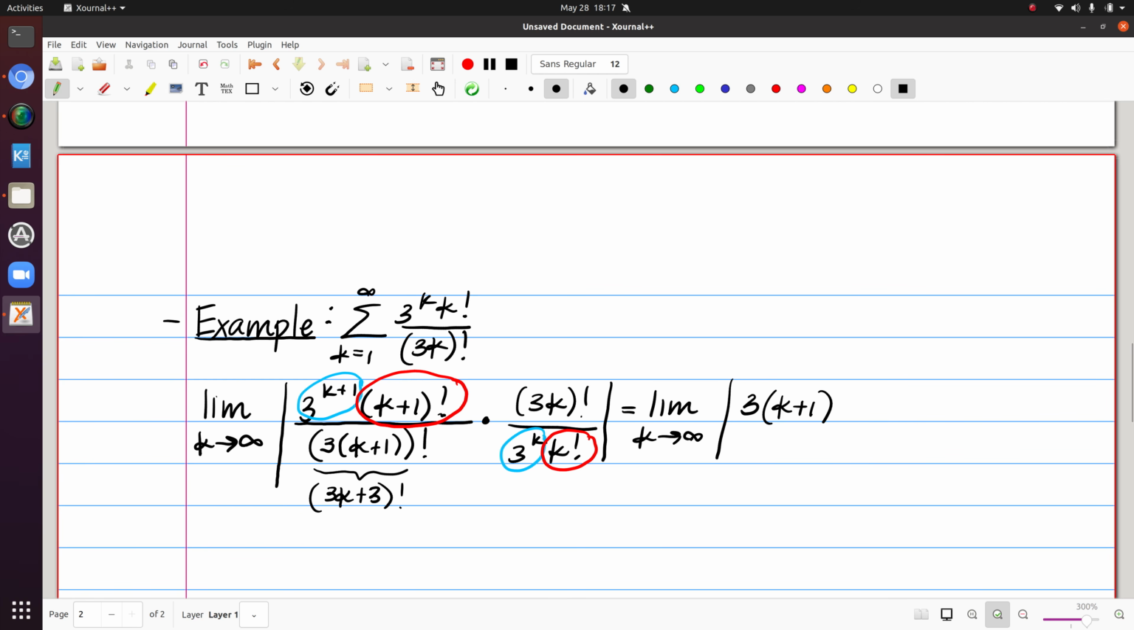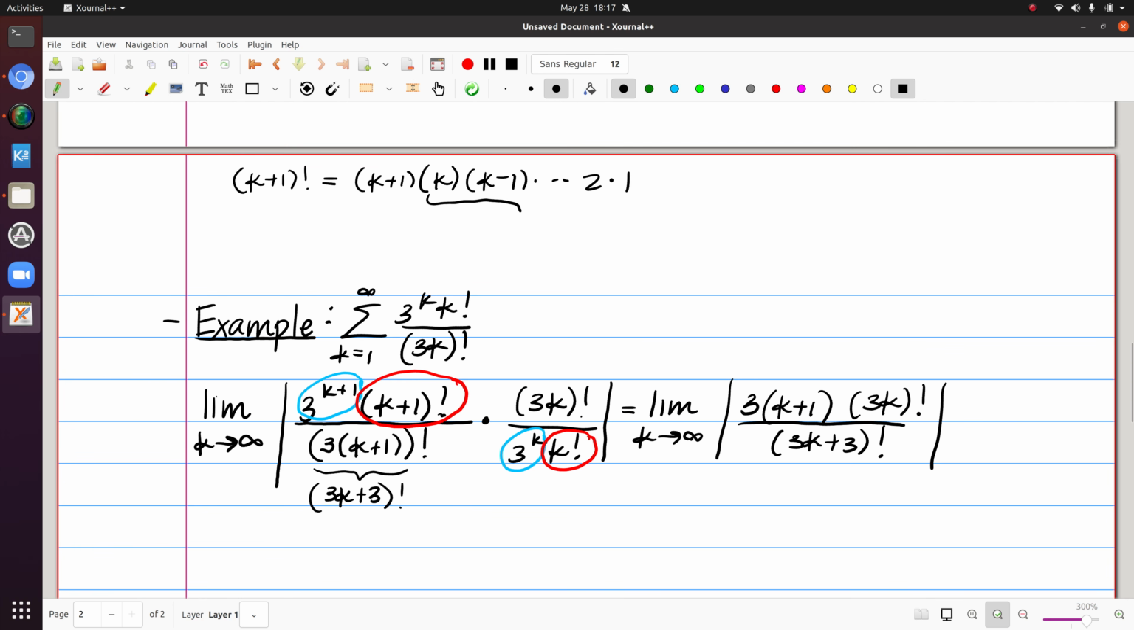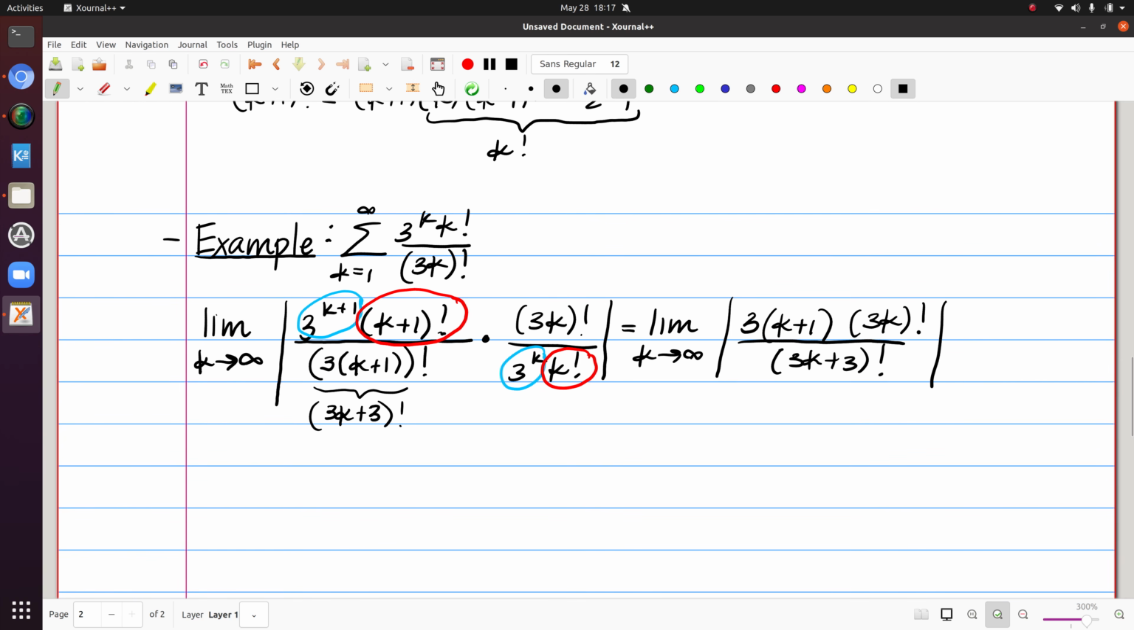So the only thing left is we have to account for 3k factorial divided by 3k plus 3 factorial. Now, similar to what we did above, we can think about how to express this. When I had k plus 1 factorial, we thought of that as k plus 1 times k, times k minus 1, all the way down to 1, and then observed that this was k factorial. The same thing holds true here. We just have a little bit more of a distance between these two things.